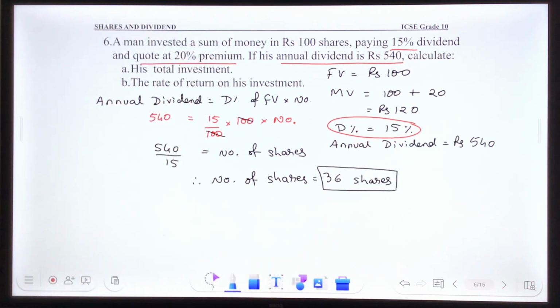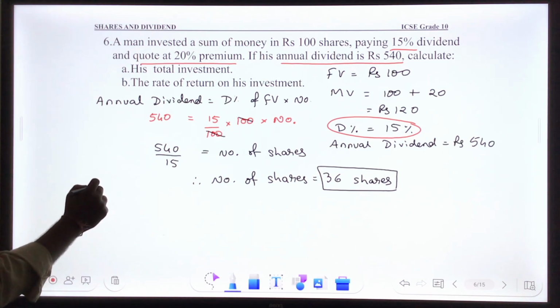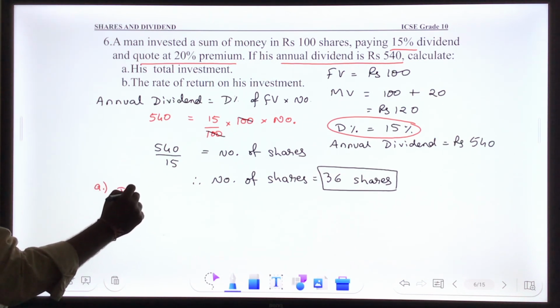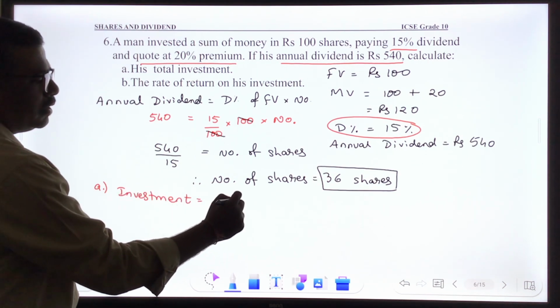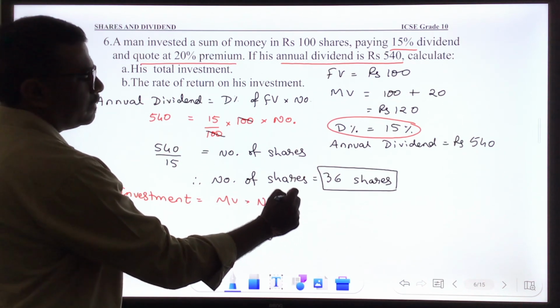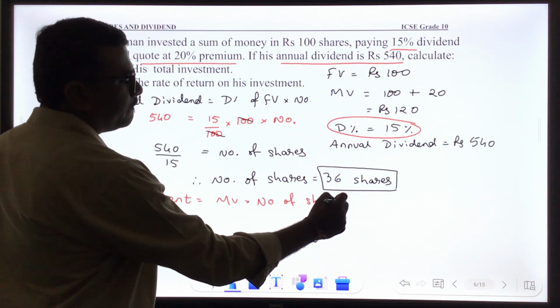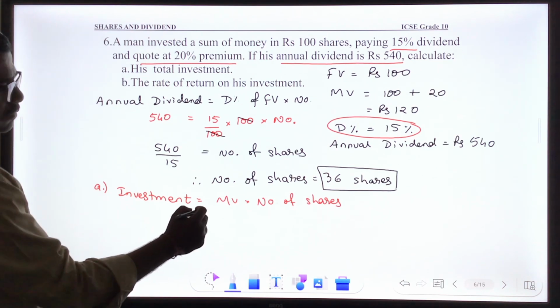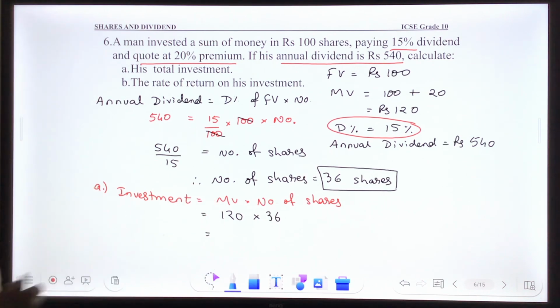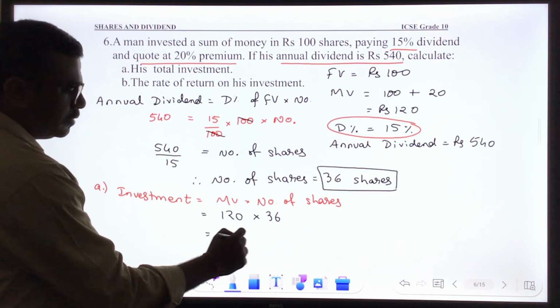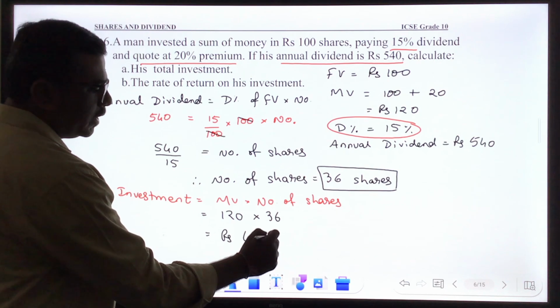So 36 shares of market value rupees 120 each. So his investment equals market value times number of shares. So that gives 120 times 36. So the investment he has made is rupees 4,320.